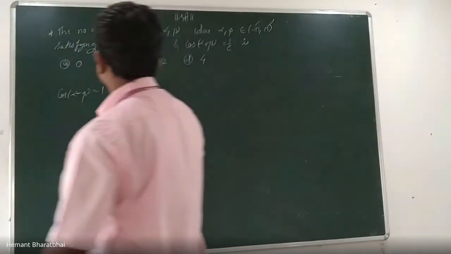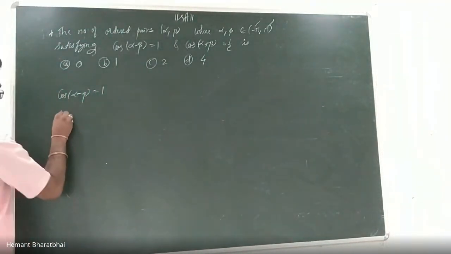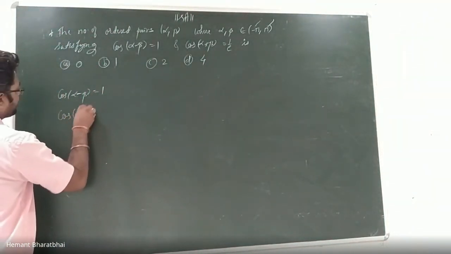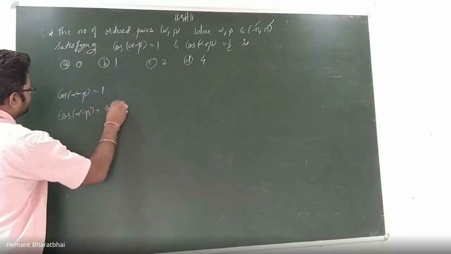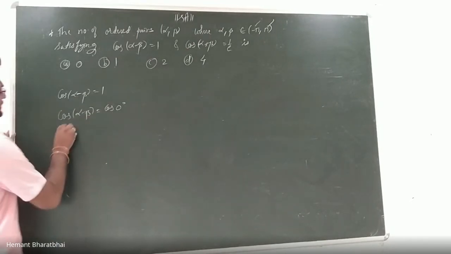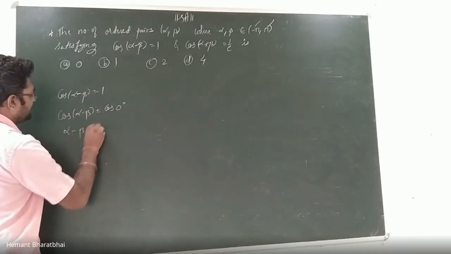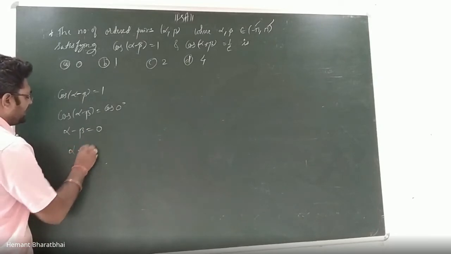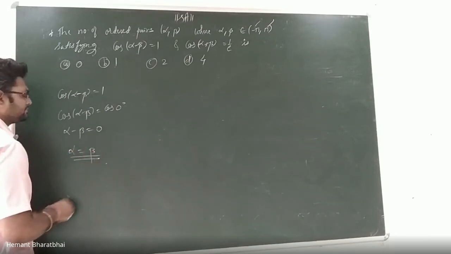So 1 we are getting only for one value. What is that? Cos of 0 degree. You know cos of 0 degree is 1. So cos and cos get cancelled. So I get alpha minus beta is equal to 0. So from here I get alpha is equal to beta.